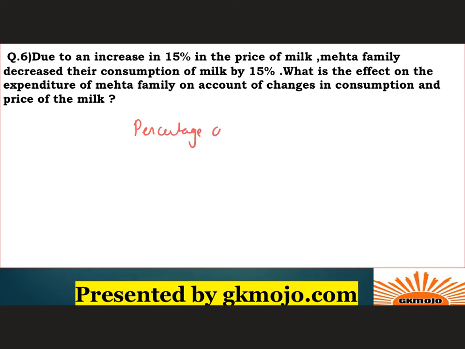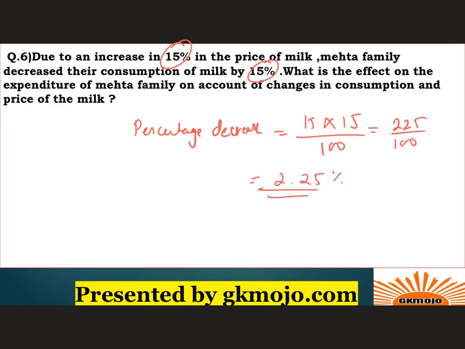Percentage decrease is equal to, how much is the percentage increase in the price of milk? 15. So just write 15 over here. How much is the decreased consumption? It is also 15. Write 15 over here. And divide this by 100. What will you have? 225 by 100. That is, the expenditure of the Mehta family on account of changes in consumption is 2.25%. So this is the easiest way to find the answer. Obviously, you can take some value and go by the variable also and then solve, but that would be very lengthy. Whenever you see such a type of question, just apply this formula and get the answer. Easiest way to get out.